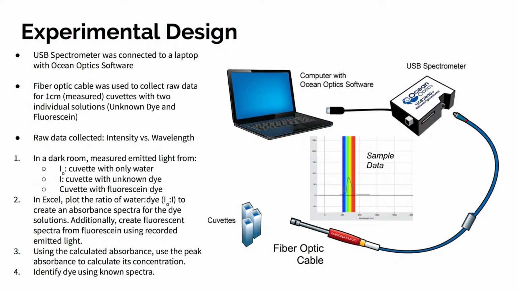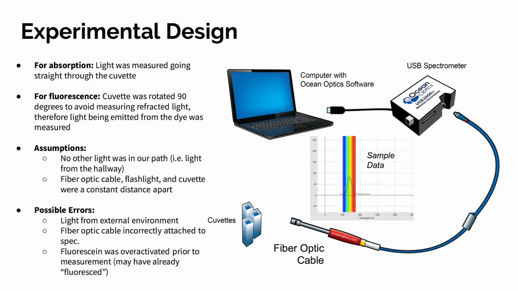To measure the intensity of transmitted wavelengths, we used a fiber optic cable and Ocean Optics software. We measured light through a 1 centimeter cuvette in a dark room to eliminate any outside light contaminating our measurements. We had 3 cuvettes, one with water, one with our unknown dye, and one with our fluorescent dye. We used Excel to create the absorption graphs for each solution, as well as a fluorescence graph. We used the calculated absorbance to identify the dye's concentration and its name.